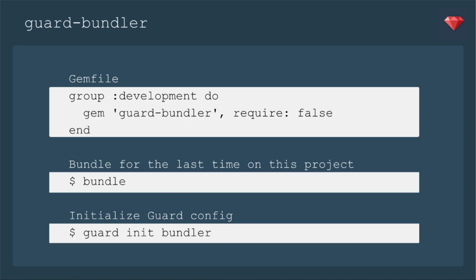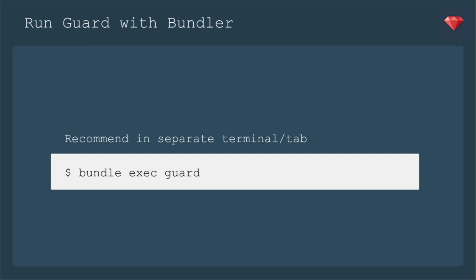So for Guard Bundler, we're going to add the guard-bundler gem to our Gemfile. And then we're going to bundle for the last time on this project. Then we're going to initialize the Guard config, which adds a Guardfile to your project. And in this Guardfile, it'll already have the tasks for Bundler because we're using guard init bundler. And then to start up Guard to watch what you're doing, you will run bundle exec guard. And I recommend having this in a separate terminal or tab because you are still going to need to run commands and Guard needs to be running in that separate terminal.